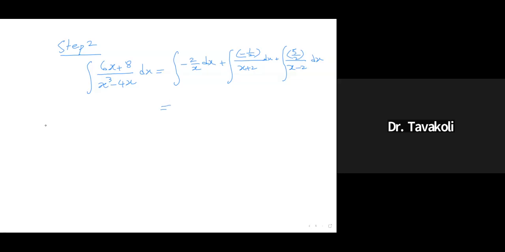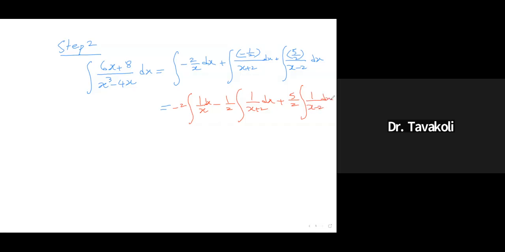From the first integral, −2 can be pulled out, so −2 times the integral of 1 over x. From the second integral, −1/2 can be pulled out. And from the third integral, 5/2 can be pulled out. It's a constant, so that's why it can be pulled out. So the integral of 1 over x − 2 dx.